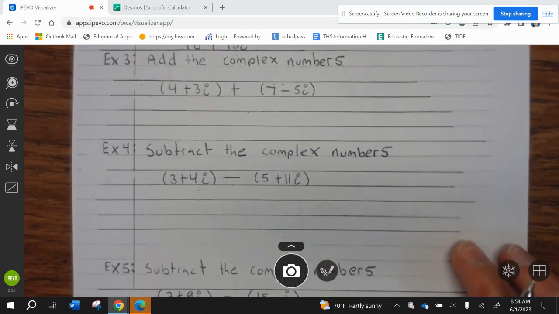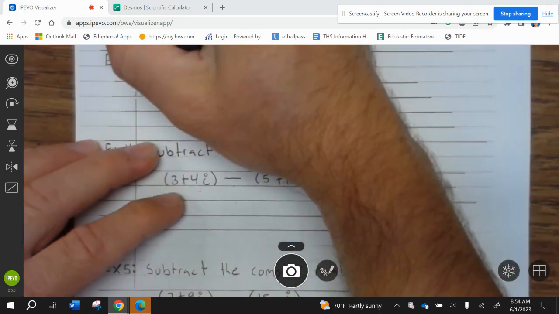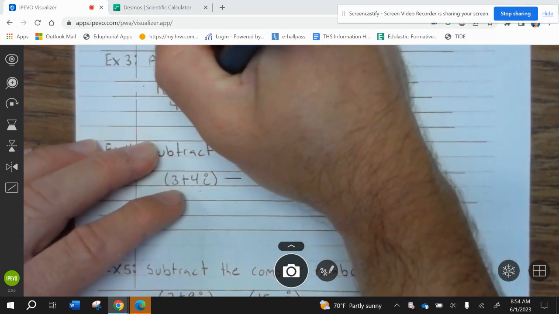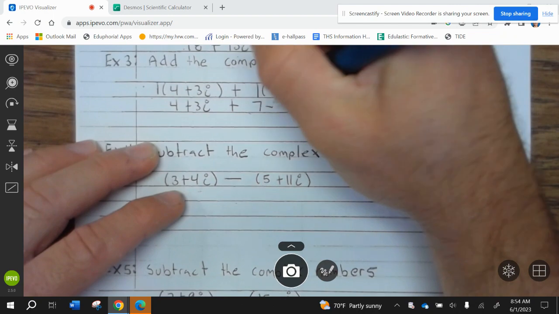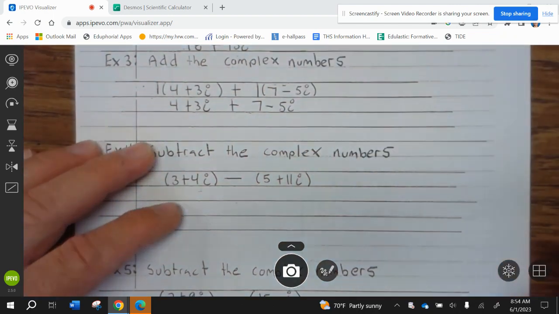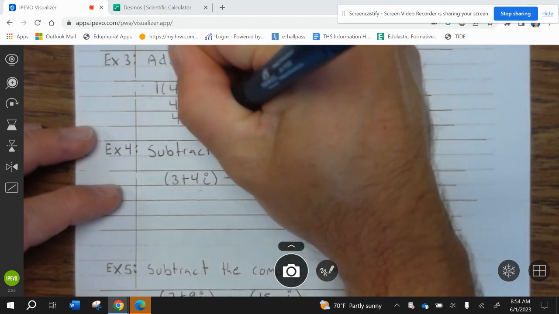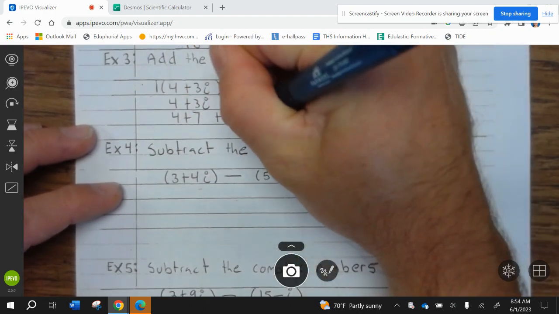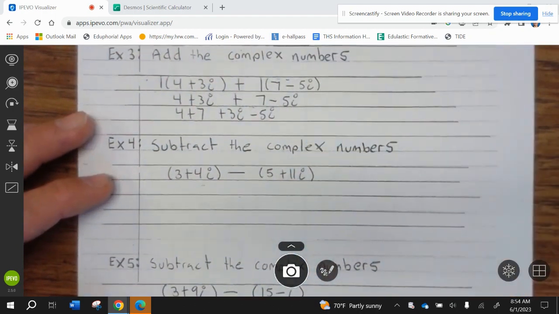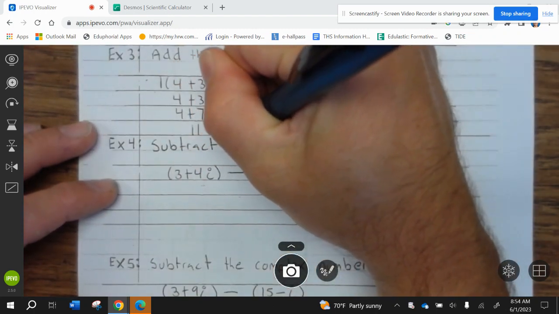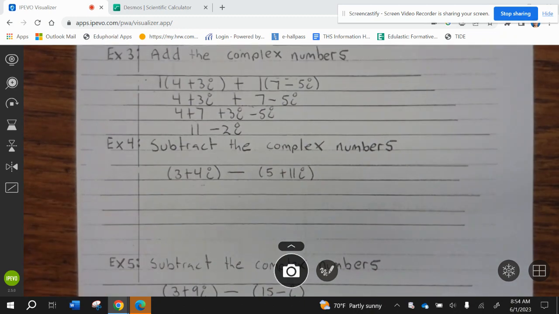All right, let's take a look at example 3. Again, multiplying by 1. So that's 1 times that is 4 plus 3i plus 7 minus 5i. Now we group together, so 4 plus 7 plus 3i minus 5i. Well, 4 plus 7 is 11 minus 2i. All right, go ahead and finish up example 3.